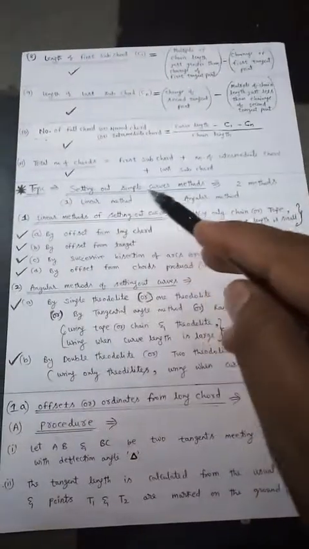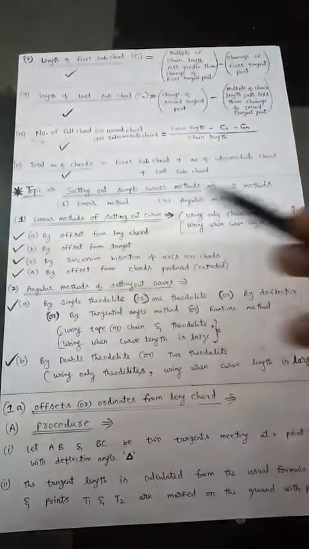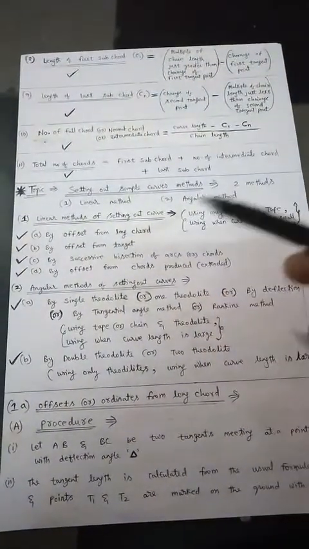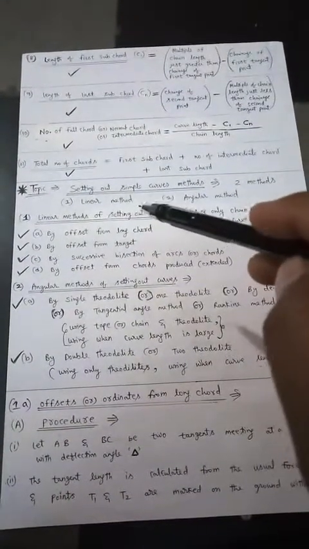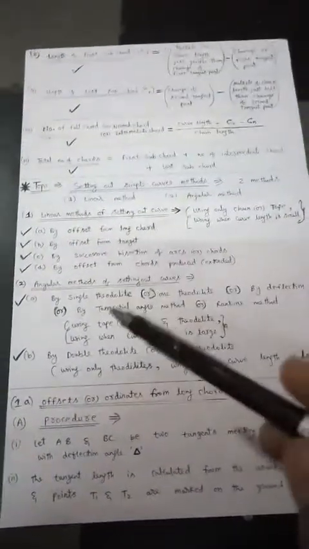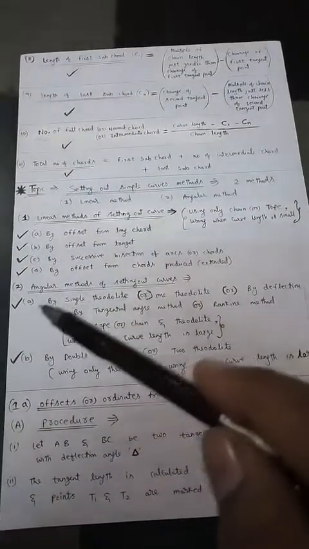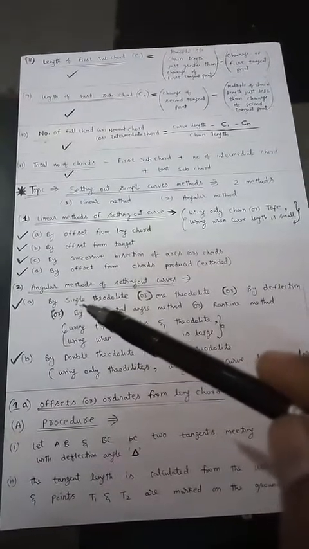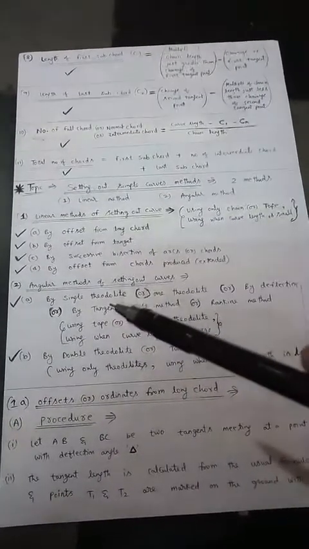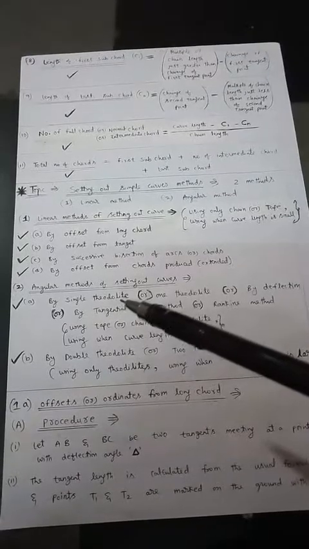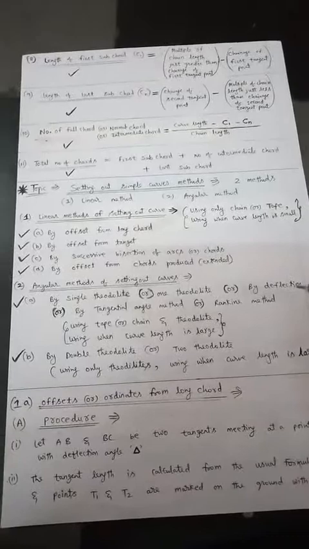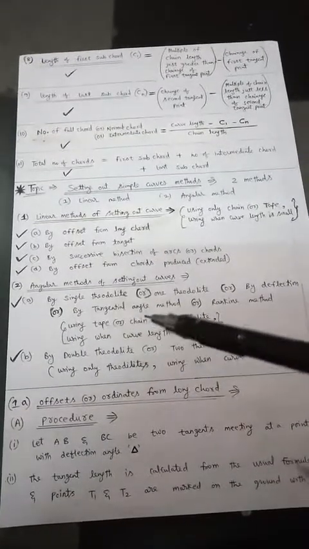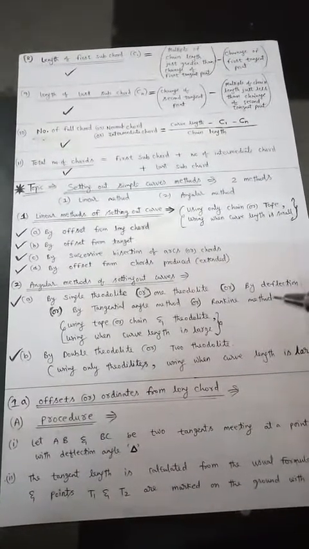So for setting out a simple curve, there are two methods, the linear method and the angular method. We completed the linear methods in previous videos. Now we will continue with the angular method. In the angular method there are two parts involved. First one, single theodolite, which has other names: one theodolite, or by deflection, or tangential angle method, or Rankine's method.